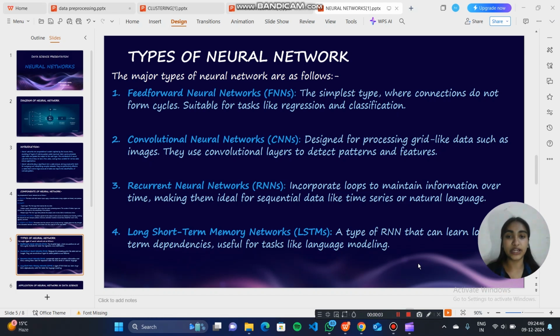Types of neural network. The major types of neural network are as follows. First, feed-forward neural networks, the simplest type where connections do not form cycles, suitable for tasks like regression and classification.